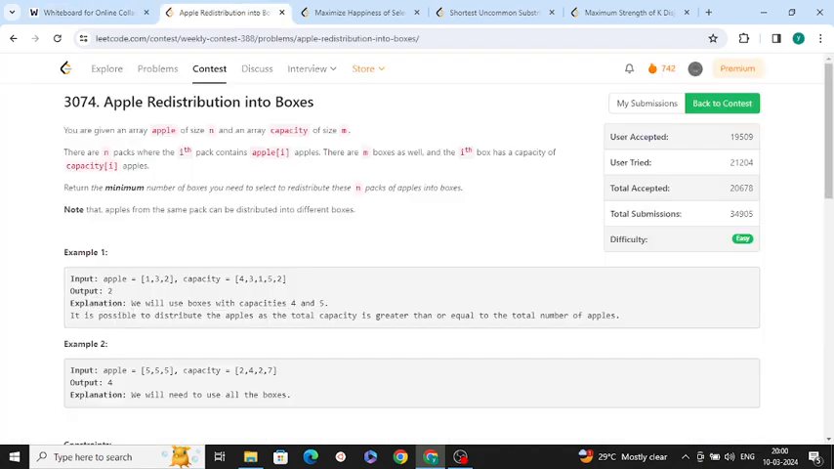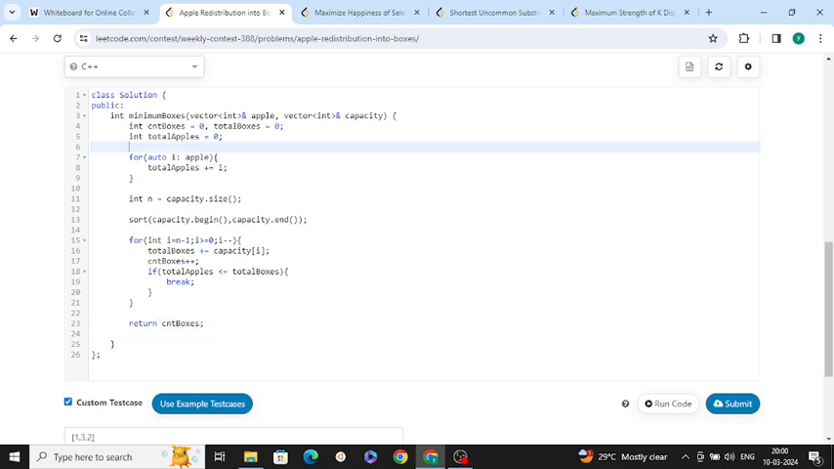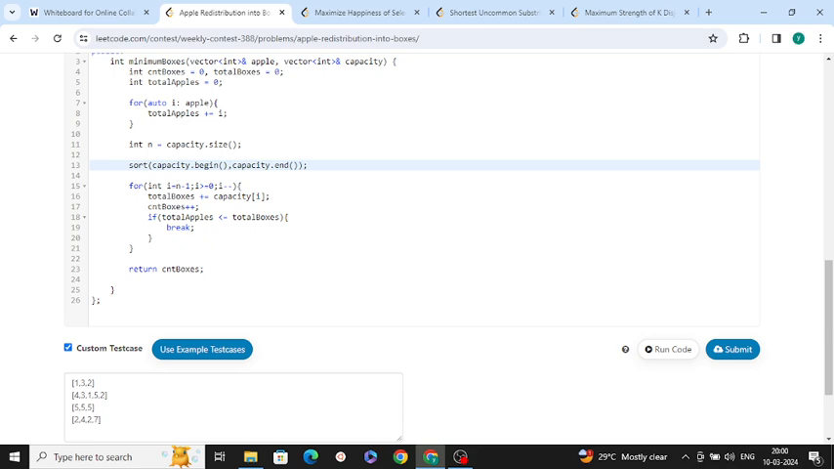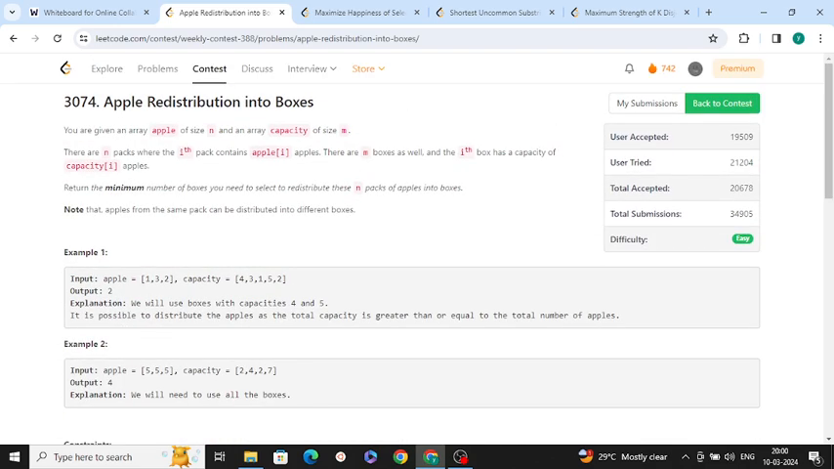So this is a very simple problem. The approach is that first we store the total number of apples, then sort the capacity array. The last element is the maximum capacity one, so we iterate from the last. We add the capacity of that element, increment the count of boxes, and check whether our total capacity is greater than or equal to the total apples. If yes, we break and return the count. Otherwise, we need to run again. So this is the approach, and it is very simple.